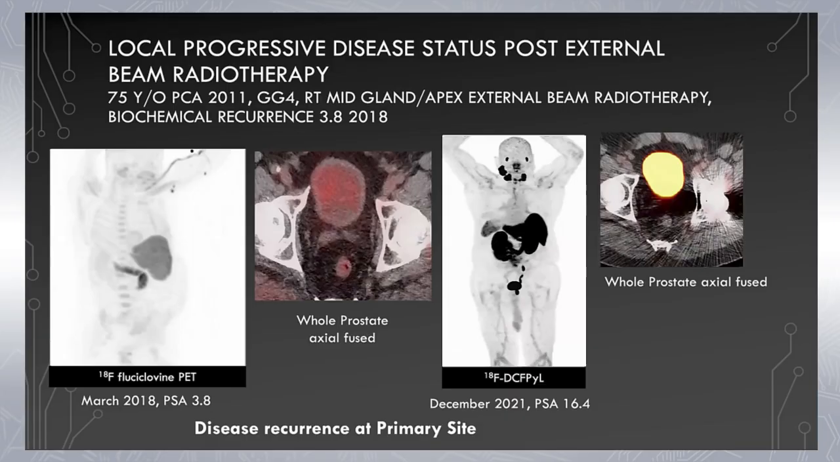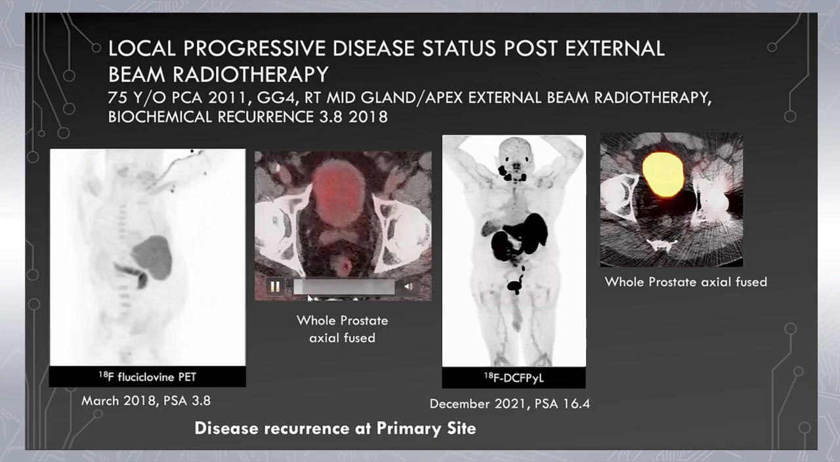So look at this patient's PET-CT scan. This is a fluciclovine PET that was performed in March of 2018, demonstrates the normal radiotracer distribution of fluciclovine, different from what we've been seeing with PSMA. Notice the marrow uptake, the uptake within the liver, and uptake within the pancreas. But there is a single focus of radiotracer uptake here within the prostate.